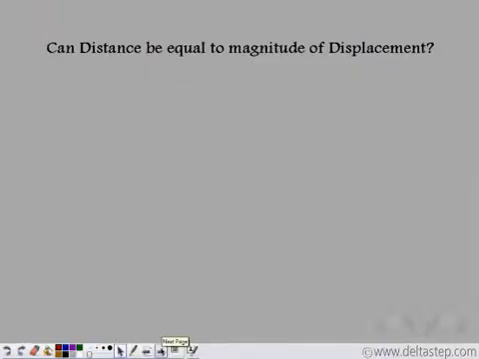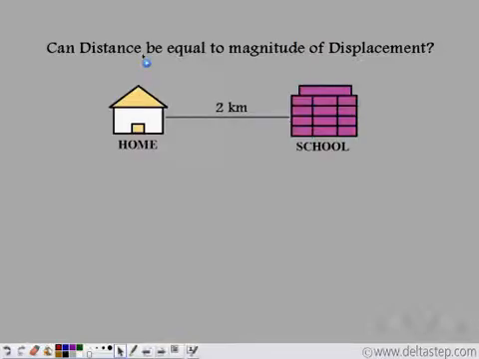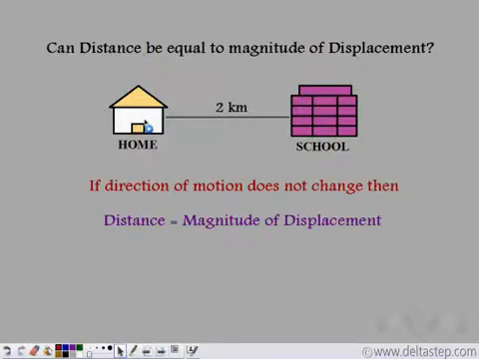Can distance ever be equal to the magnitude of displacement? Let us see. Let us consider only the first part of the previous question. That is, Ajay started from his home and went to his school, which is 2 kilometers east of his home. So what is the distance traveled by Ajay in this case? It is 2 kilometers. What is the displacement of Ajay in this case? It is 2 kilometers towards east. So we see that the magnitude of displacement in this case is equal to the distance traveled by Ajay. So what we conclude is if the direction of motion does not change, then the distance is equal to the magnitude of displacement.